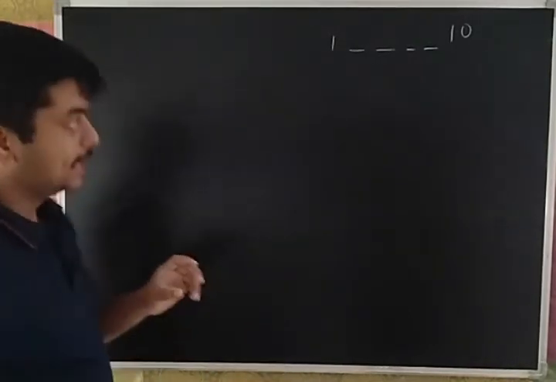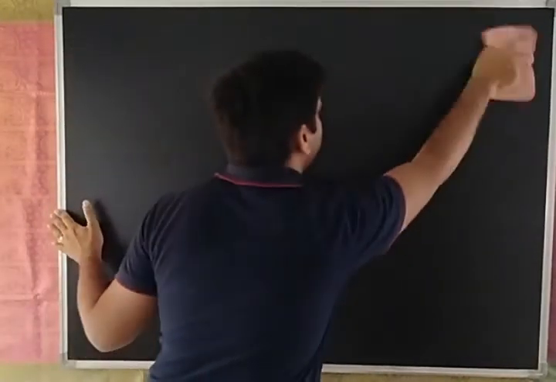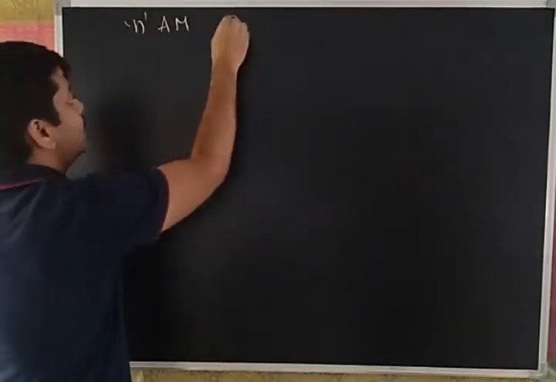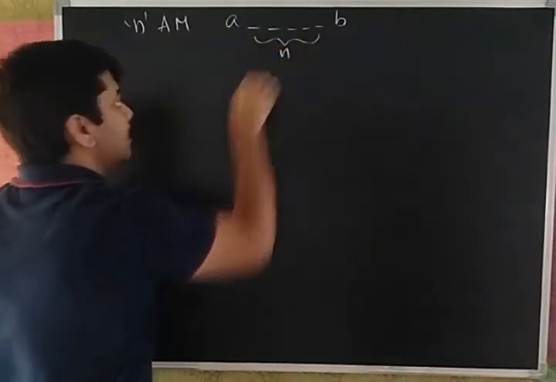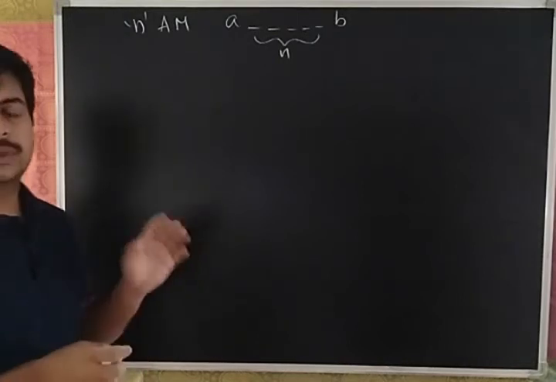Okay, so let us generalize this one. Inserting n arithmetic means between two numbers a and b. There are n arithmetic means between a and b. So, what is the meaning of that?